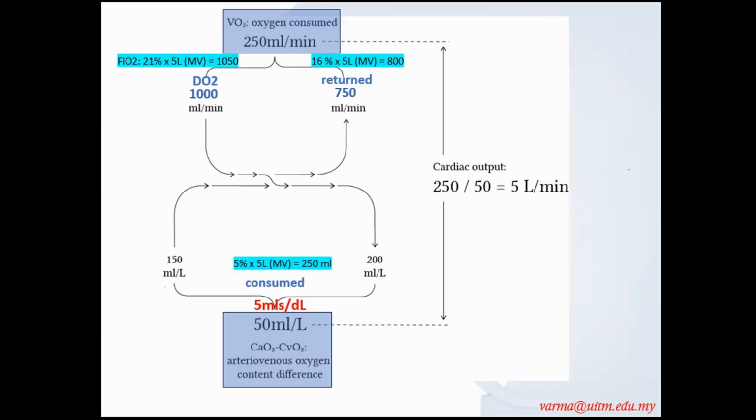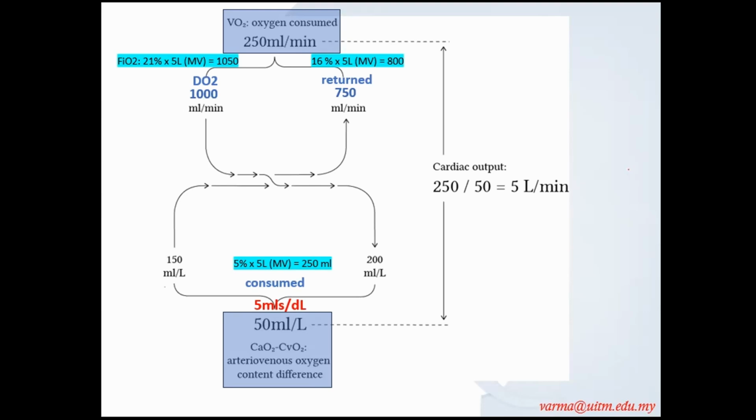You have a patient who has 1000 mil going in, right? 750 is coming back. So you have 250 mil that has been consumed. How do we calculate? We calculated using this. Look at the top. So what happens is you follow this arrow from the heart. Let's say the aorta has 1000 mil per minute oxygen. So it goes to the cells, takes 5 mils per deciliter here, 5 times 50, 250 mil is being consumed, and comes back 750 mil.